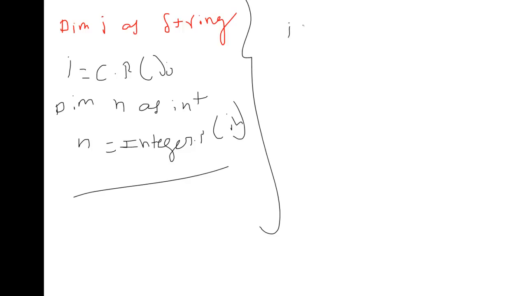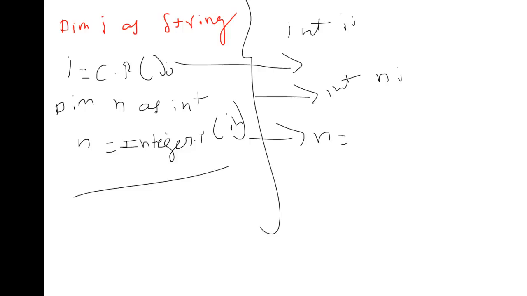In C# we will write something like this: int I, this will be the same here, then int n, and this will be changed into n equal to int.Parse(I).